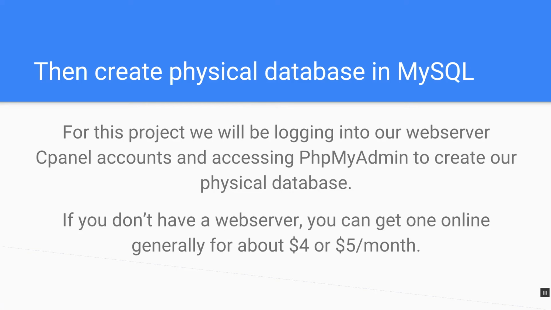If you're watching and you don't have a web server, you can always get one online for about $4 or $5 a month. Generally, if you get a 4-year package, you might be able to get that down to $3 a month, whereas if you get a 12-month package, you might be paying closer to $5 or $6 a month. There are some free things out there as well, but if you are one of my students in my class, I have already provided you with information on how to access your cPanel account.